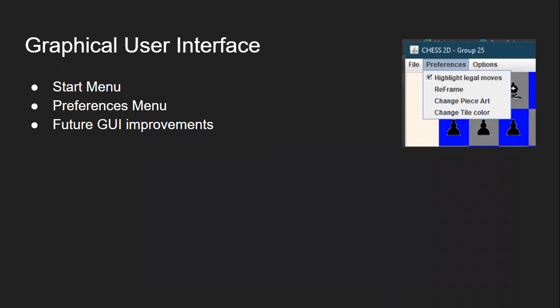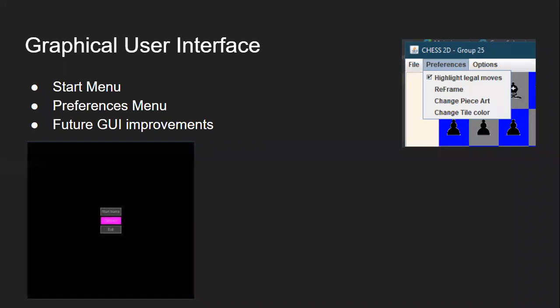Hi, my name is Robert, and I was the member responsible for designing the GUI of our chess game. This GUI includes a start game button, an options button, and an exit button. By clicking on the start game button, the user is directed towards the chessboard. In this chessboard, we have a preference menu, which is used to adjust functionalities to the user's taste.